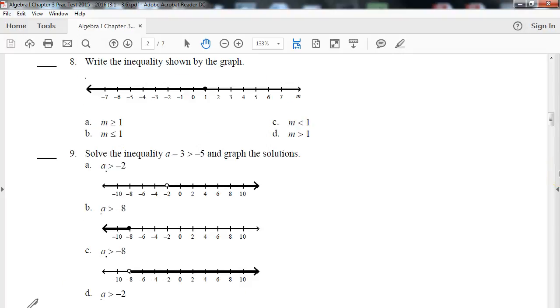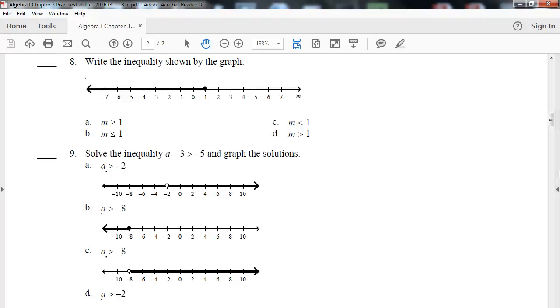Okay, number 8 asks us to write the inequality shown by this graph. Here it looks like our variable is m, and our endpoint is at 1. It is a closed dot, which means it can be equal to, and the arrow is to the left, so it's less. So less than or equal to 1. That's B.